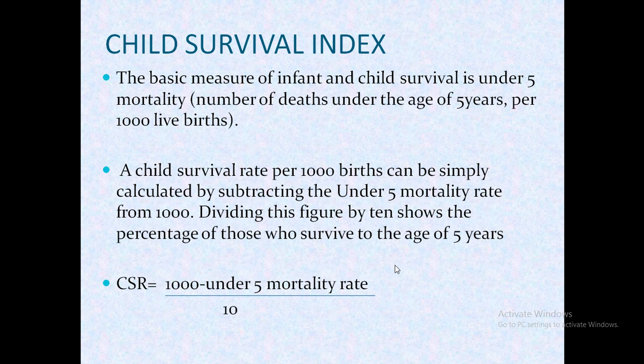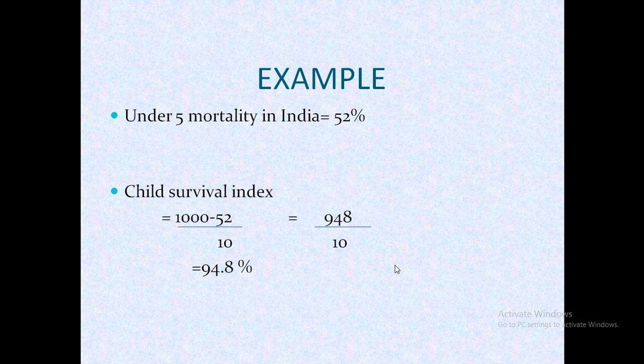What do you mean by child survival index? The basic measure of the infant and child survival is under 5 mortality, that is number of the death under the age group of 5 years per 1000 live birth. This can be calculated by subtracting under 5 mortality from 1000 and dividing by 10. Here we take an example. Under 5 mortality in India is 52 for calculation, and we calculate the child survival index. It comes around 94.8%.